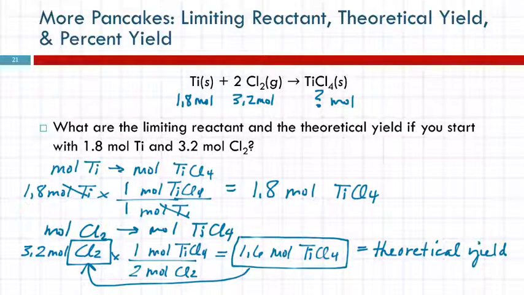Yes? Does the 2 moles, the 2 in front of the mole, come from the 2 after the Cl? The 2 here in front of moles of Cl2 comes from the coefficient in the chemical equation. Because this is telling me that 2 molecules of this would make 1 formula unit of that, or 2 moles of this will make 1 mole of that. Any other questions?